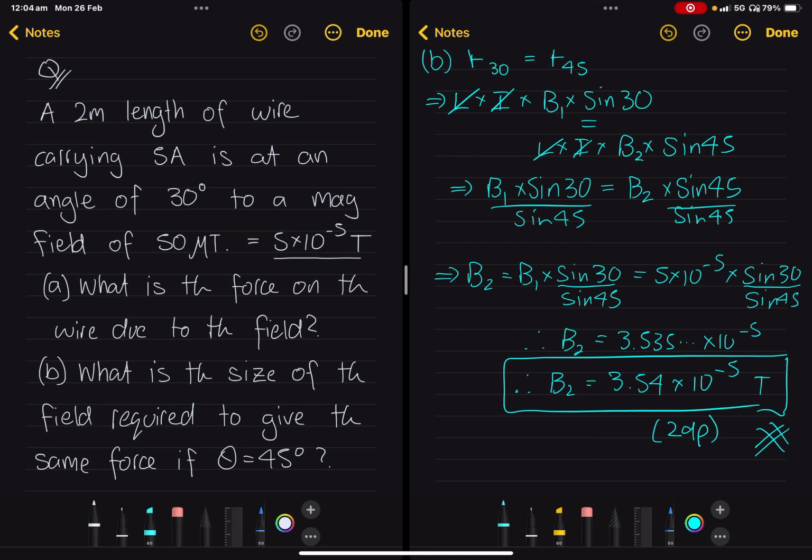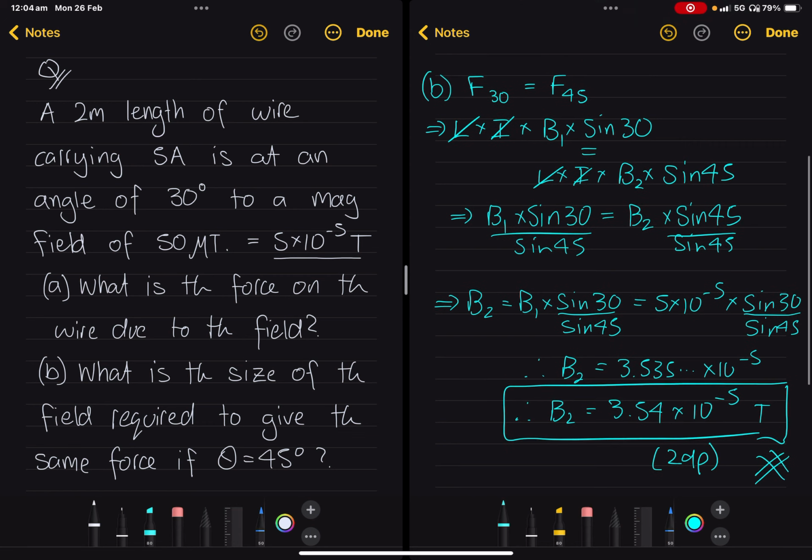And the reason for this is if the angle was 0, there would be no force. If the angle was 90, there would be a maximal force. So as you increase the angle from 30 to 45, a fixed field strength will exert a greater force, right? So this answer is the correct answer in this case, but not only did we get it through calculation, we also confirmed that it is roughly consistent with what we should expect.